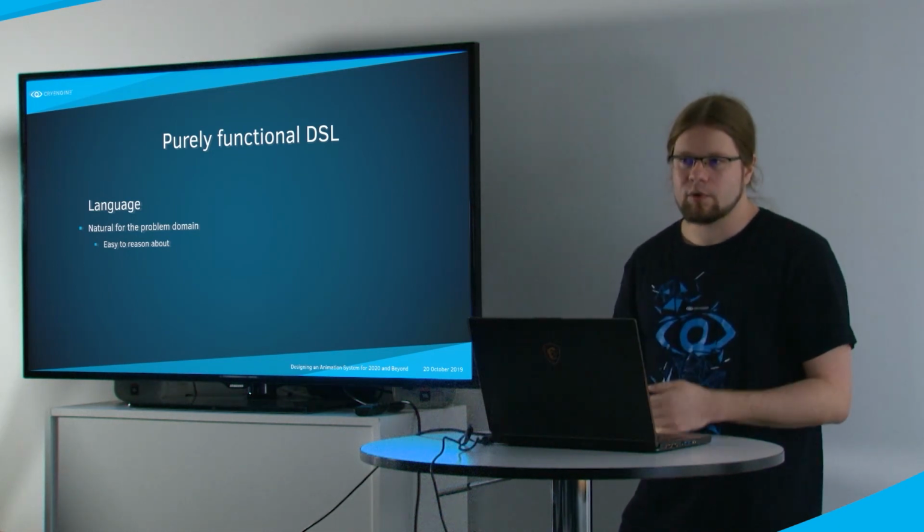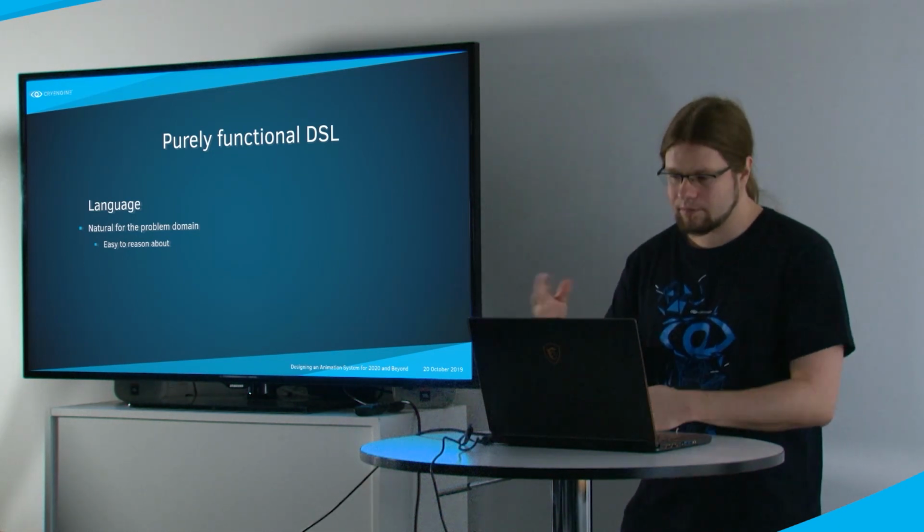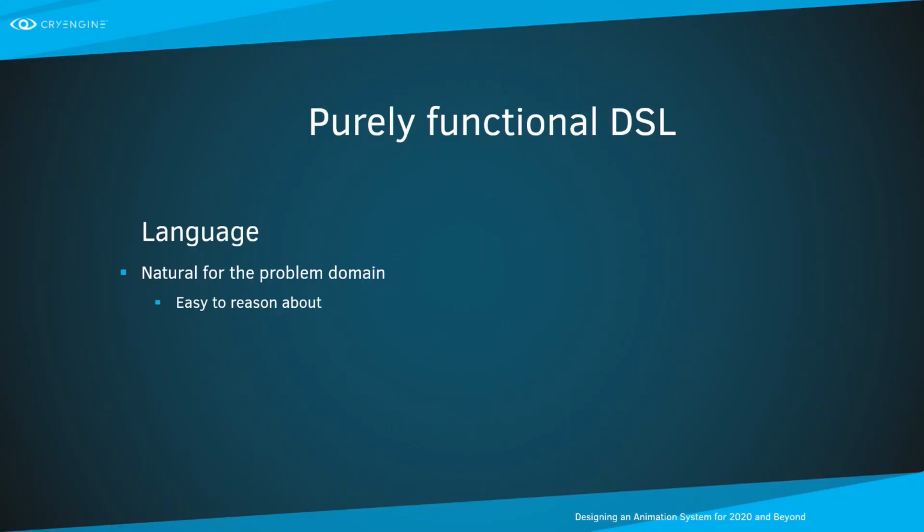It basically means that the language has the property of referential transparency. He explained it. What we found out when we started to come up with a bunch of use cases and bouncing the ideas off of designers, off of artists and whatnot, is that the language feels very natural for the problem domain. It's easy to reason about your setups. It's easy to follow what's going on, where certain parts of the motion are coming from.